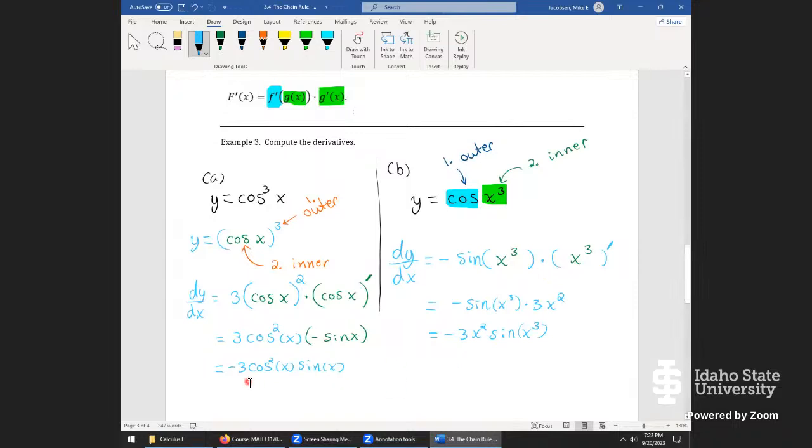So on one hand, we differentiated, got to negative 3 cosine squared x sine x. But on this hand, we got to negative 3x squared sine x cubed. Entirely different result because the functions themselves are entirely different. But again, that's the kind of danger with these problems. If we can't separate out what's inner and outer, maybe there's something weird like a trig function going on. All this work suddenly becomes kind of weird and mysterious.